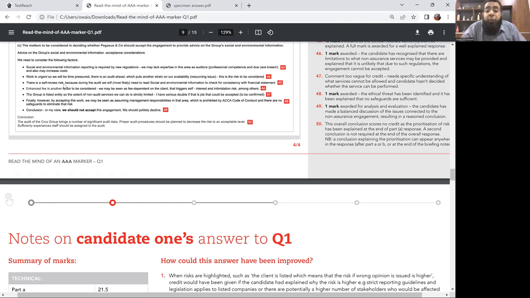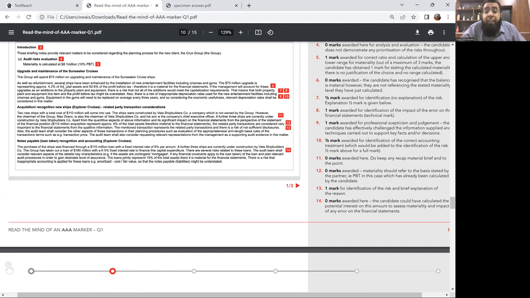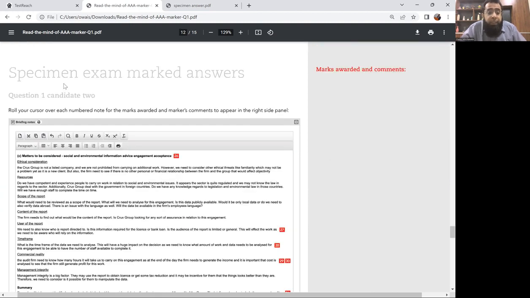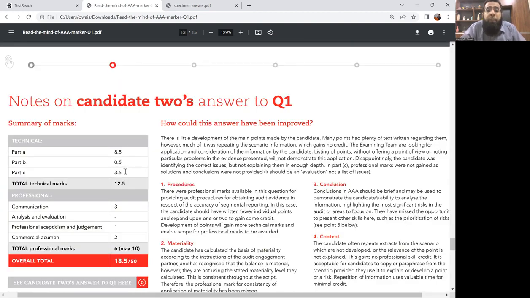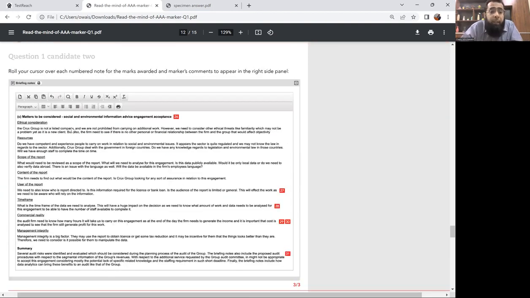Okay. Now let's look at the answer of candidate 2. How many marks has candidate 2 obtained in it? Now candidate 2 has obtained only 3.5 marks. Okay. Let's look at his answer. Okay. Now candidate 2 has given a lot of headings. But what I believe is that he must have written some general comments.